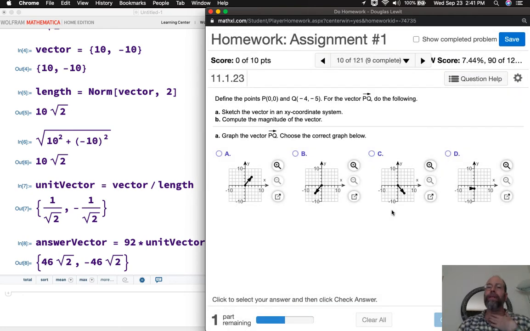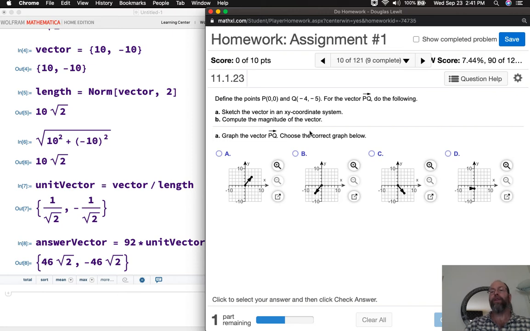Okay, now for this, I kind of have a sore throat here. So for this particular problem, we're really going to use Mathematica very extensively. Define the points P is at the origin, 0, 0, and Q is at -4, -5. For the vector PQ, do the following. Part A, sketch the vector in an XY coordinate system. Part B, compute the magnitude of the vector.